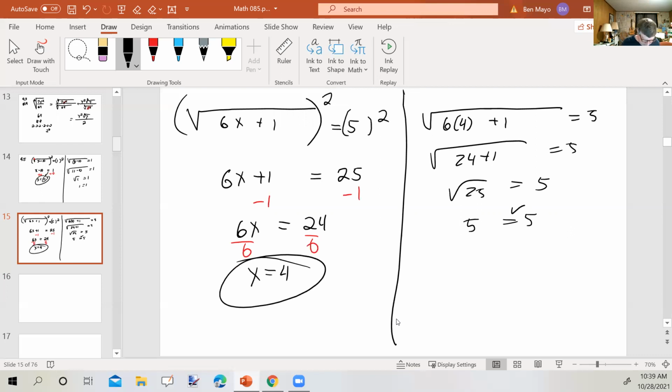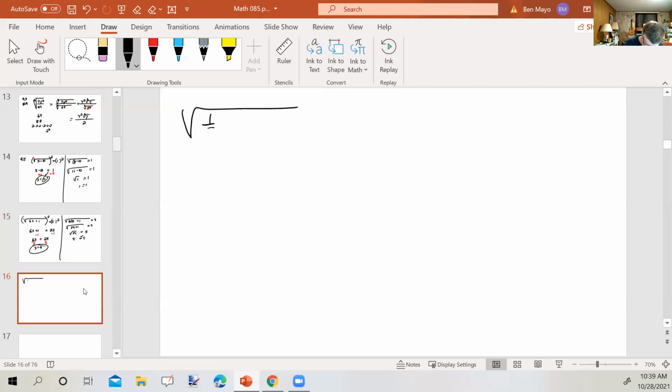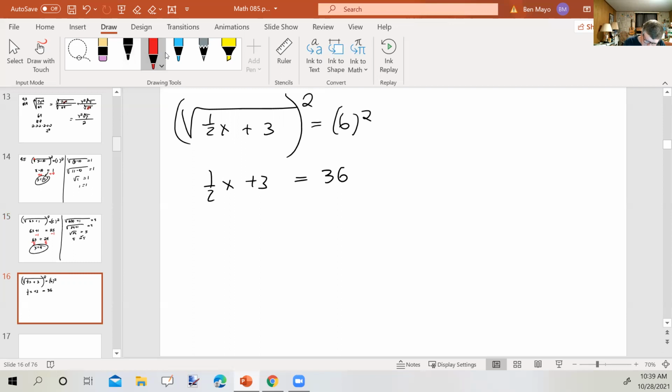Okay, let's take a look at another one with a fraction involved. We have the square root of 1/2 x plus 3 equals 6. Again, the radical is isolated already. So we'll square both sides. On the left side of the equation, we get 1/2 x plus 3. On the right side of the equation, we get 36. I'm going to subtract 3 from both sides. 1/2 x equals 33. Then I'm going to multiply both sides by 2 to clear the fraction on the left side. So x equals 66.